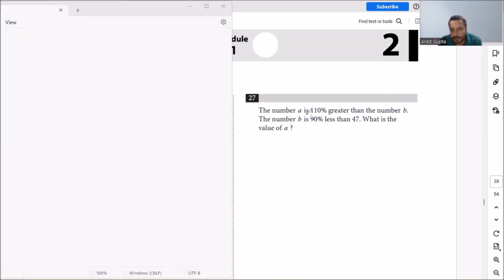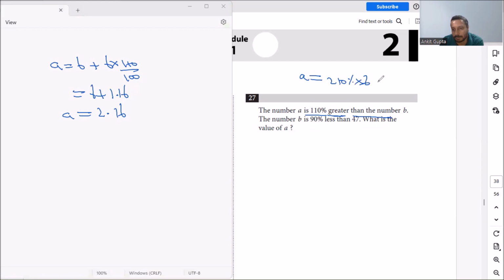The number A is 110% greater than number B. That means A is equal to B plus B multiplied by 110%, which becomes B plus 1.1 times B, which will be equal to 2.1 times B. Or you can also read this, whenever you're reading greater, that means you can already say that A is equal to 210% of B. So that will directly come as 2.1 times B.